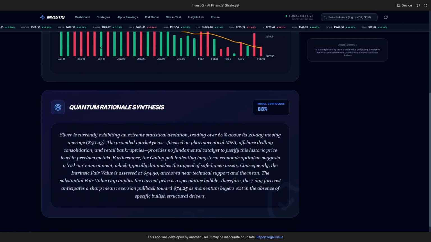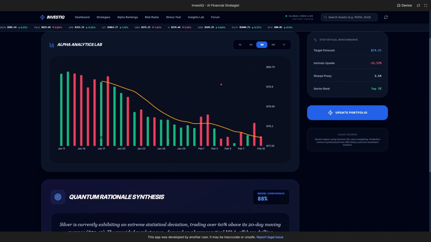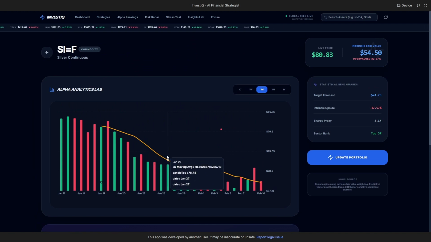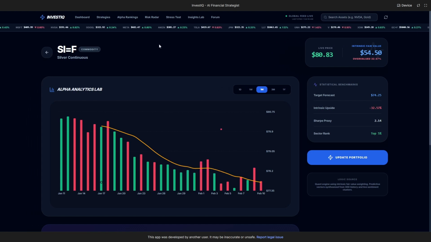Here we have a quantum rationale synthesis, which takes some news data and the quantities and the metrics that we calculate and brings that together and explains to the user how it's going to be bullish or how it's going to be bearish. And then we have this intrinsic fair value that's being calculated, that's basically showing how overvalued the current commodity is. And then we have a targeted forecast as well.